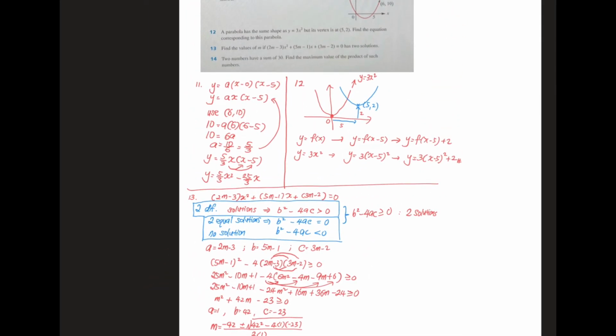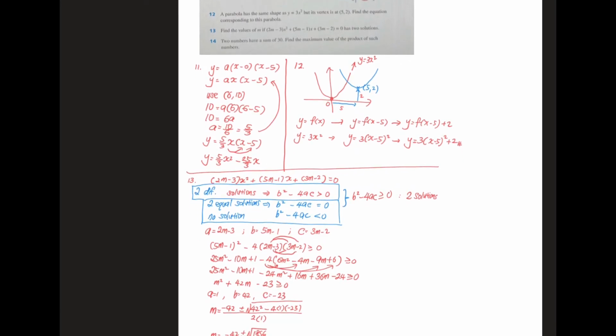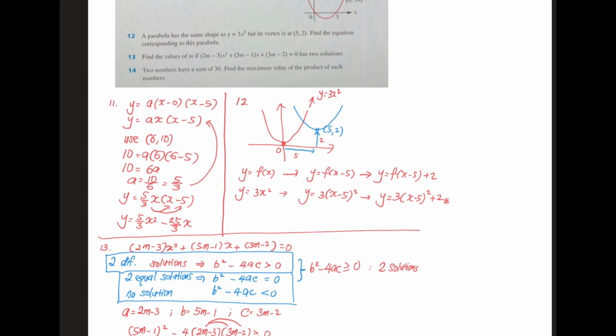Then let me double check first. 2m minus 3. Because the values are a bit weird, I try to double check again. So this is A, B, C. So b squared minus 4ac. I just make sure I don't copy the question wrong. Okay, yeah, no. So I end up with this as the working.